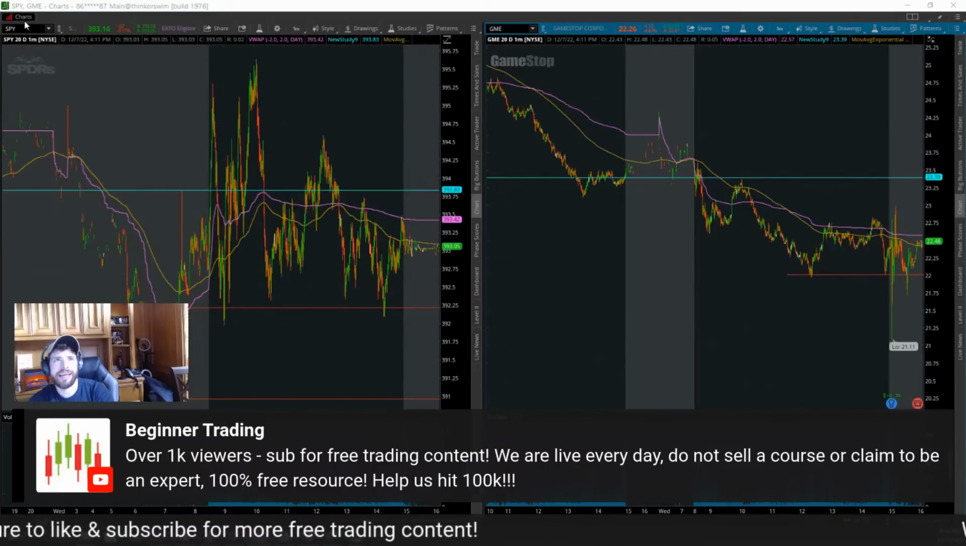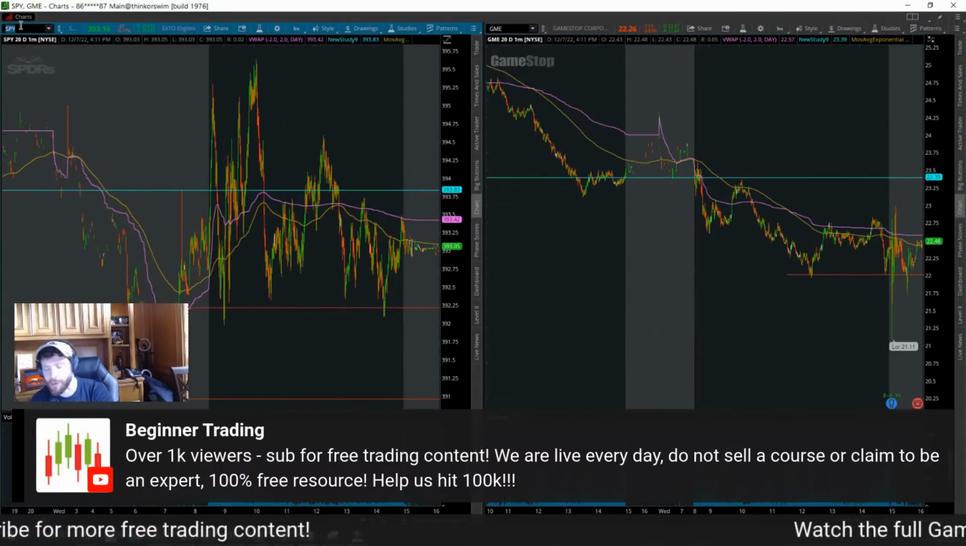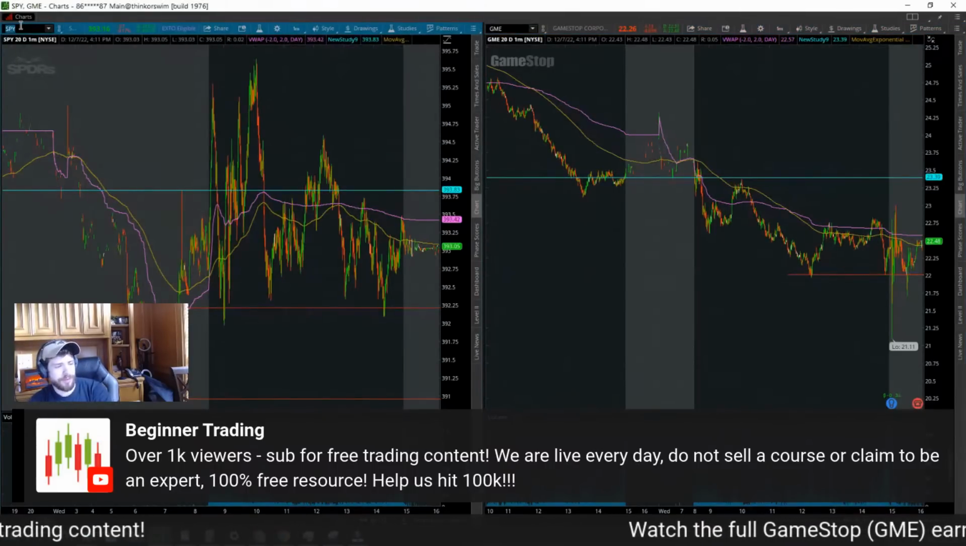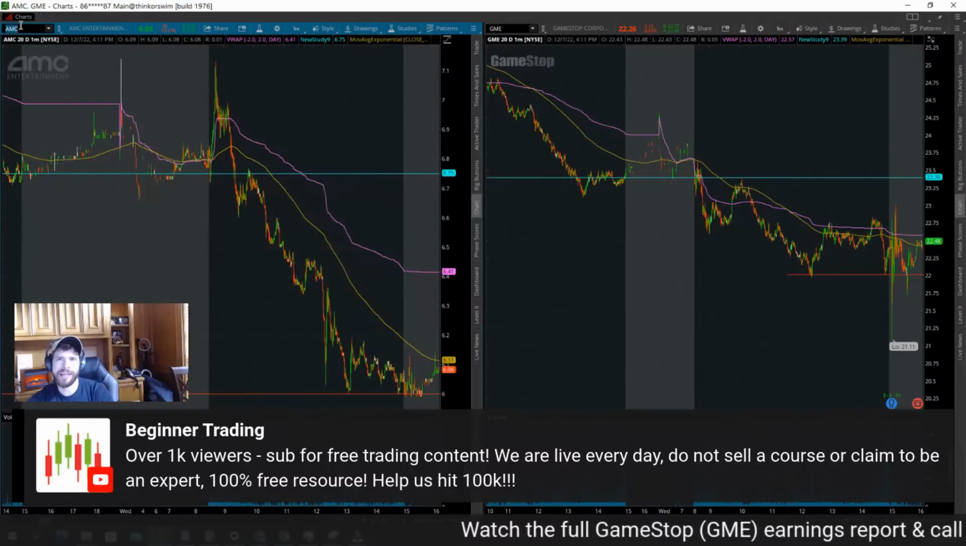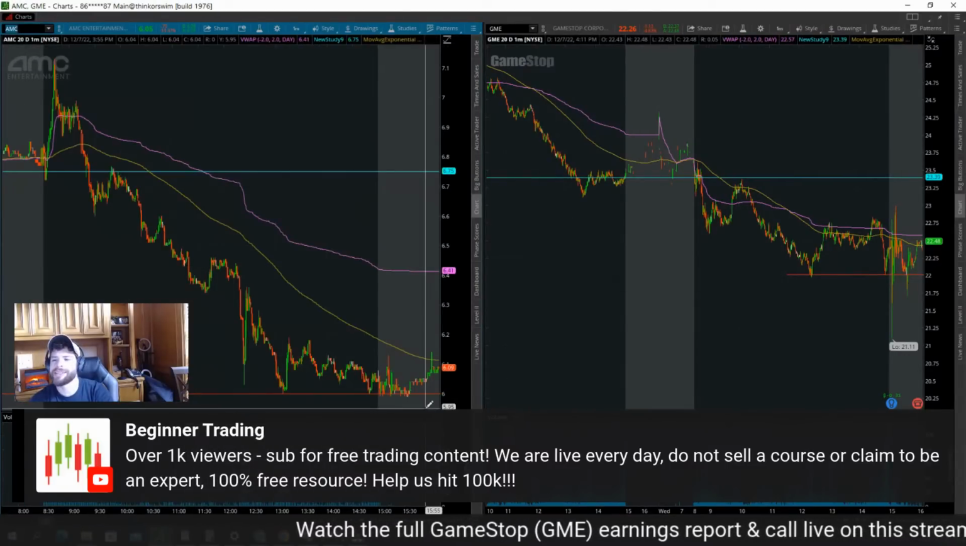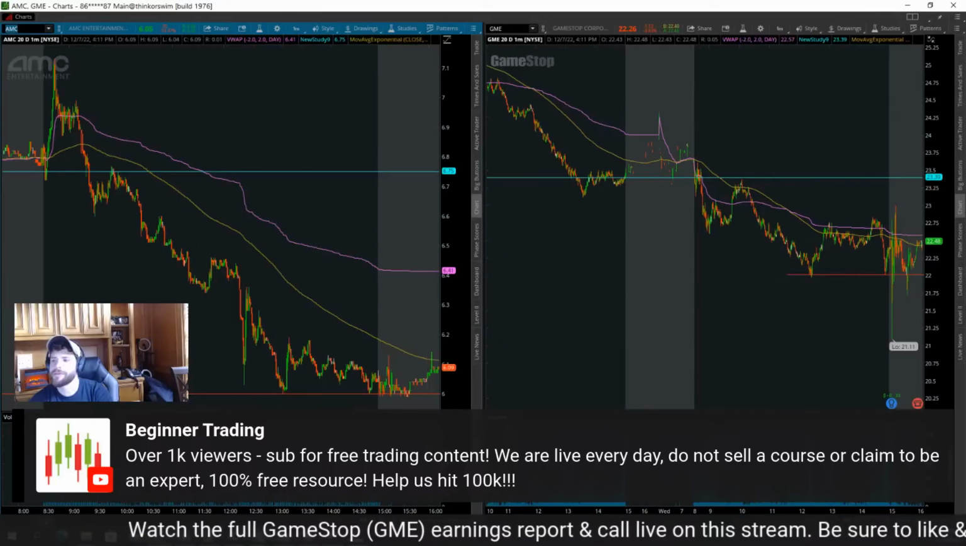I know if you look at AMC here, and the market has been pretty tough as a whole. I can't really knock on GameStop too much considering the latest market. AMC went all the way down to $6 again and then bounced right off of it at 6.09.